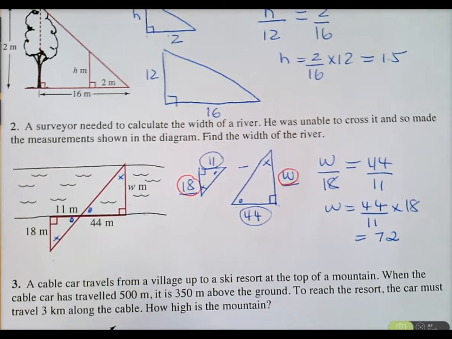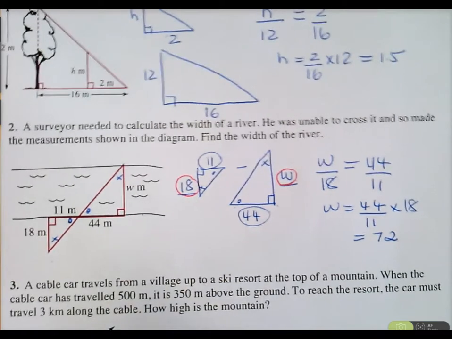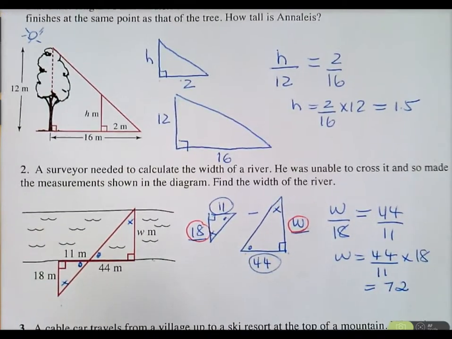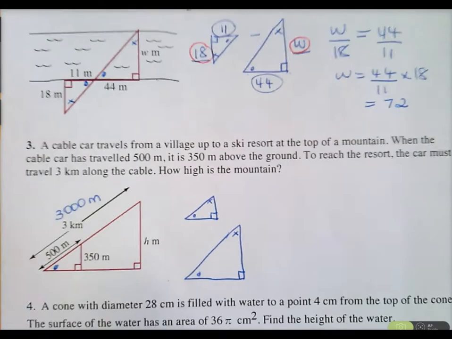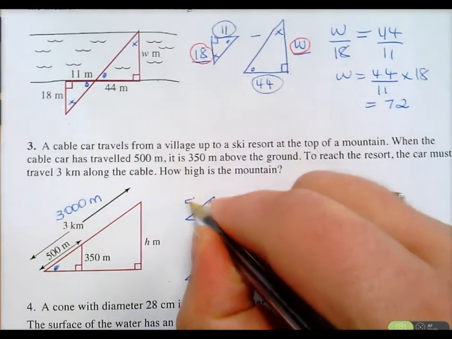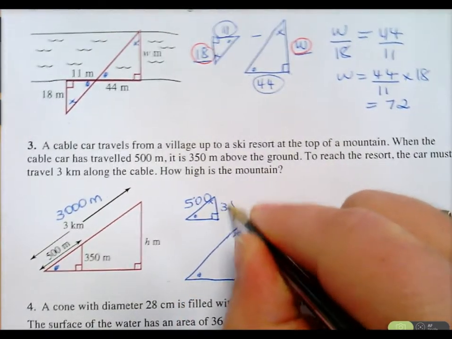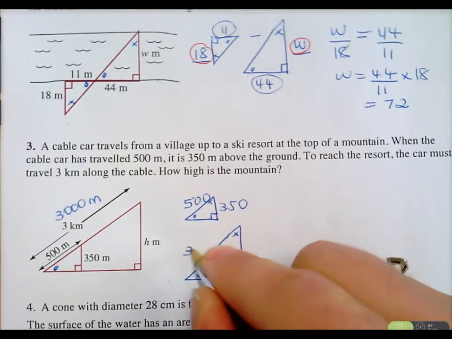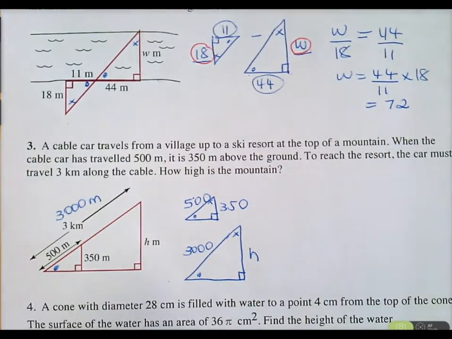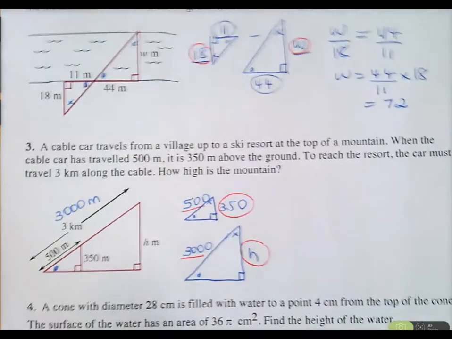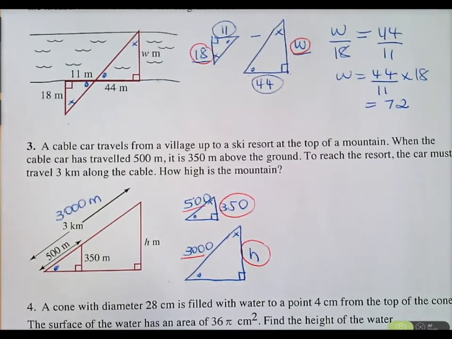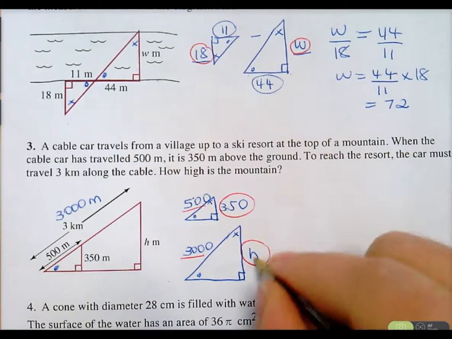The next one. Let's put the measurements in. Small triangle 500, 350. Big triangle 3000 and H. They're both in the same orientation. H and 350 match. 3000 and 500 match. So therefore, unknown first.